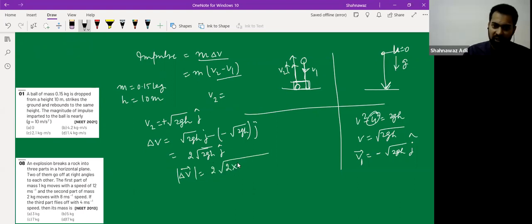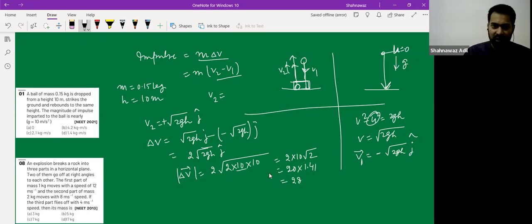And g is what? 10. H is what? Answer B, right? So 4.2. So let's just calculate the answer. First, let's calculate it. So 10 meter and h is what? 10 meter. So this is what? 2, 10 is outside, and this is 2. So 20 and root 2 is what? 1.41. Right.